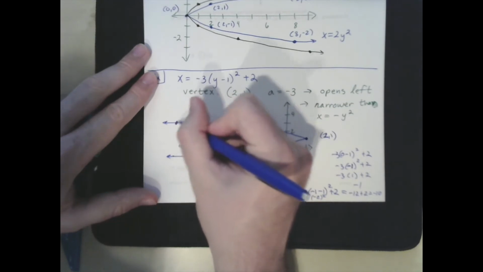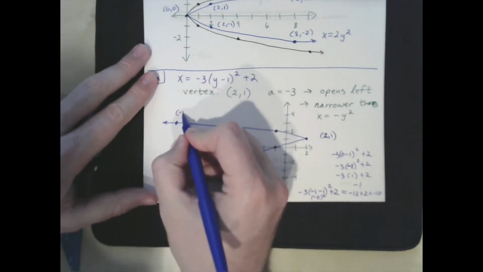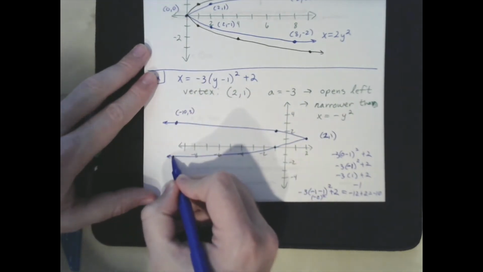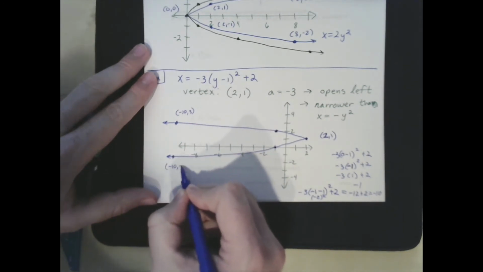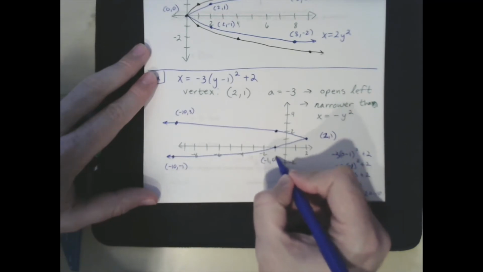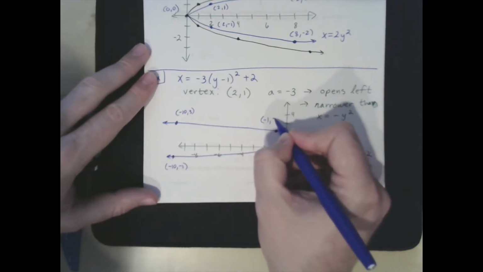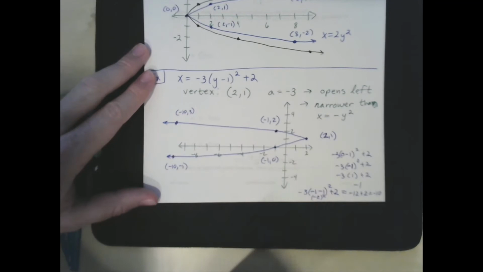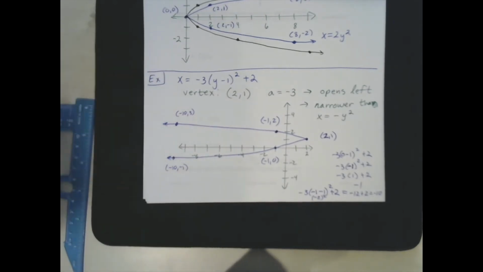And it would go through negative 10 comma 3, negative 10 comma negative 1. This is negative 1 comma 0. This is negative 1 comma 2. And that's 2, 1. And we have our graph.